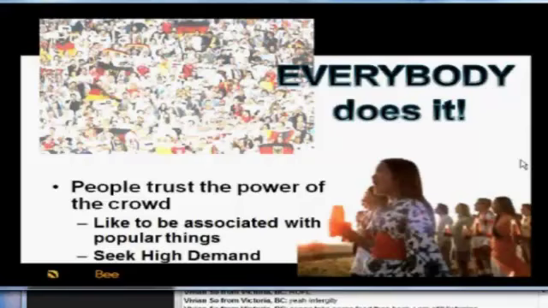Everybody does it. I know when I was a kid, my mom used to say, if everybody jumped off the bridge, would you jump off of it too? No, but everybody does it. We say it as kids, we do it as adults. People tend to trust the power of the crowd. People like to be associated with doing the things that are popular, to wear the popular fashions, and be associated with the things that are popular. By being popular, they feel like they are going to be in higher demand.